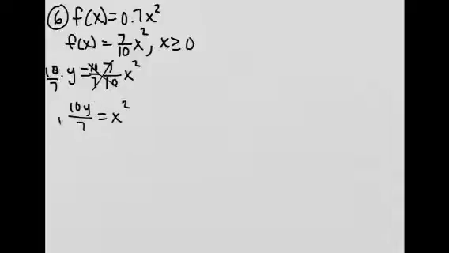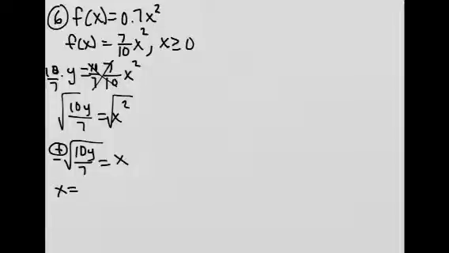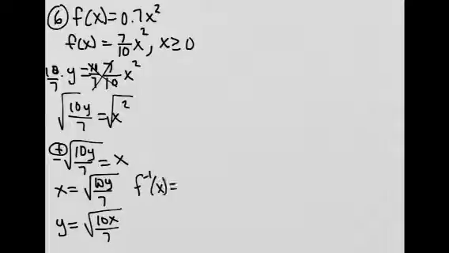So I'm going to take the square root. So plus or minus the square root equals x. Okay? Again, because I chose this domain of positives, I'm going to pick the positive root. So x equals the square root of 10y over 7. And switch the x and the y. Okay, and then write it in proper notation. Okay, so now we're going to check the answer with composition.